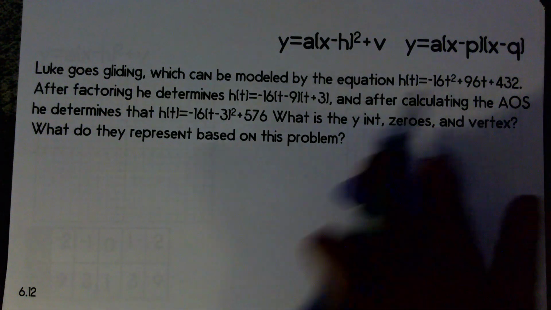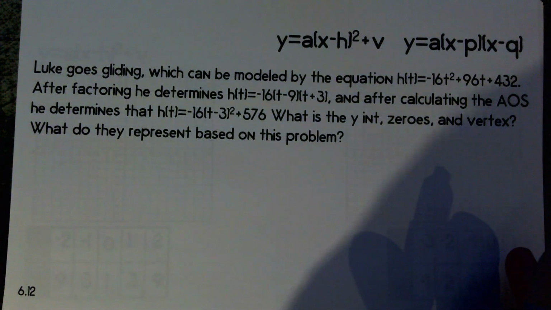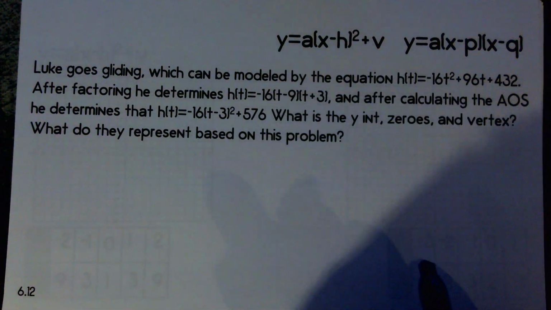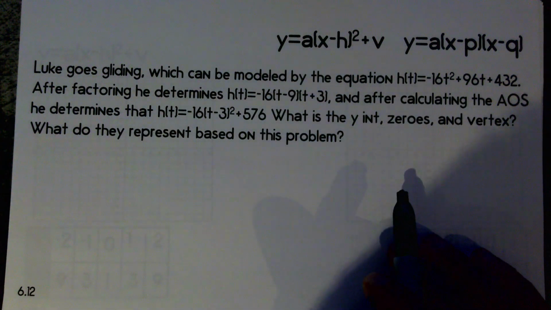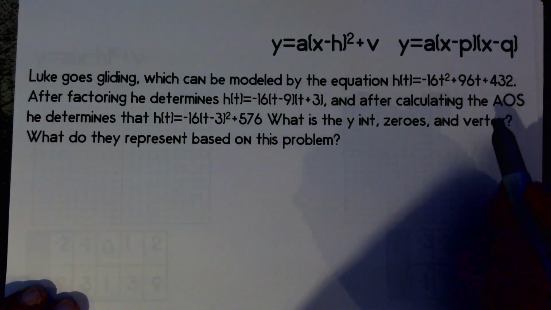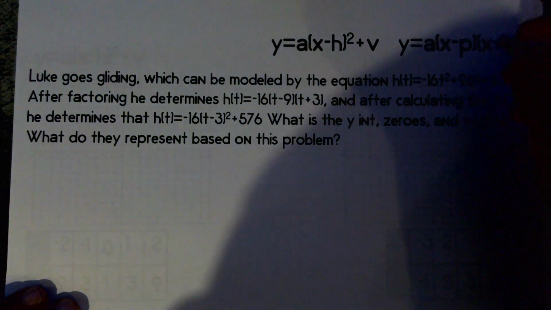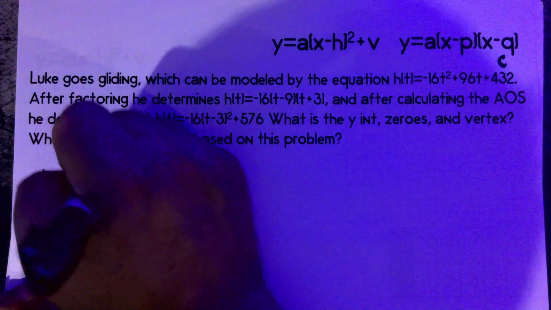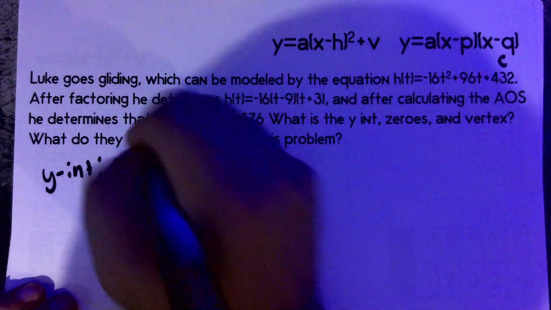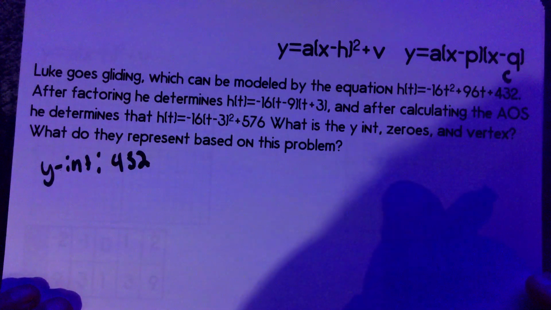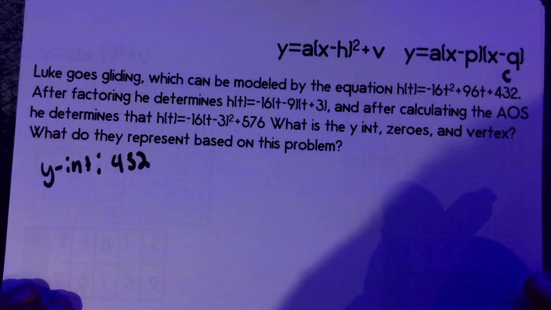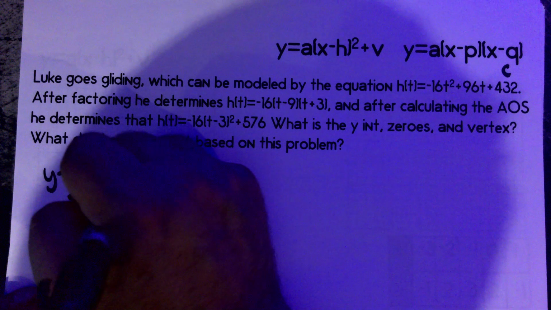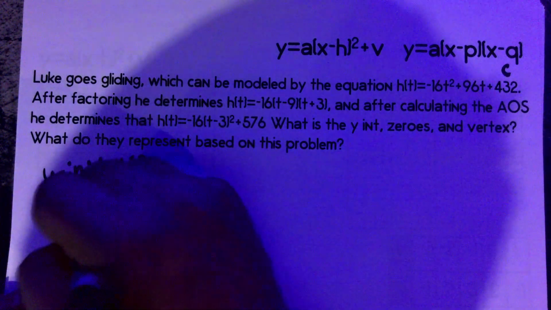All right, so I skipped all the calculations here for you, and I just went ahead and gave you the factored form, the vertex form, and you have standard form, and they all give you bits of information. So first, we're going to start with the y-intercept, which is our c value in standard form. So the y-intercept is 432, and this is our initial point of the quadratic. So basically, this is where he starts to glide.